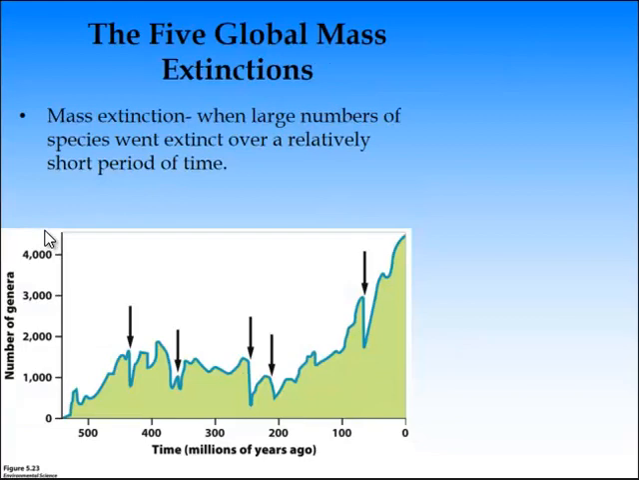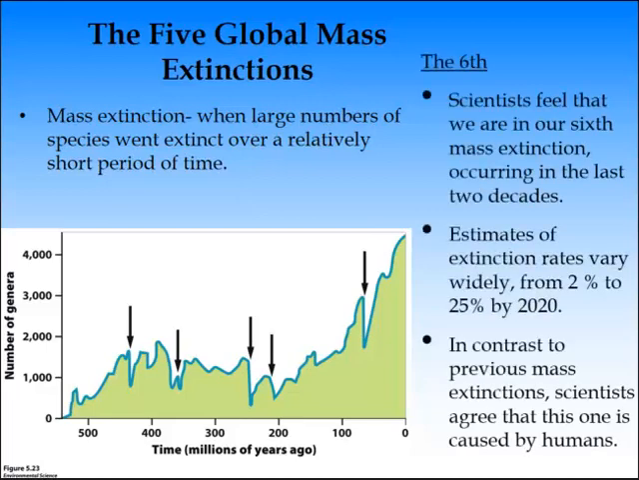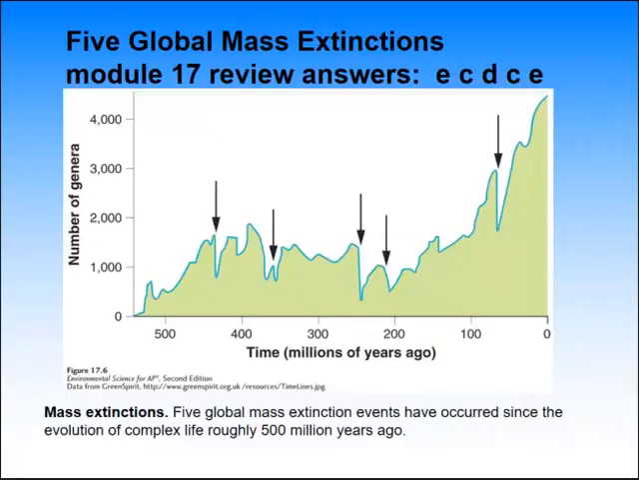All right, so here we are again. Look at the arrows. We've had 5 mass extinctions that all happened before humans existed. And we are in the 6th. That does not mean 6 have happened. It means we are in the 6th mass extinction. The last one was about, just so you know, 500 million years ago. And the Module 17 review answers are E, C, D, C, E.